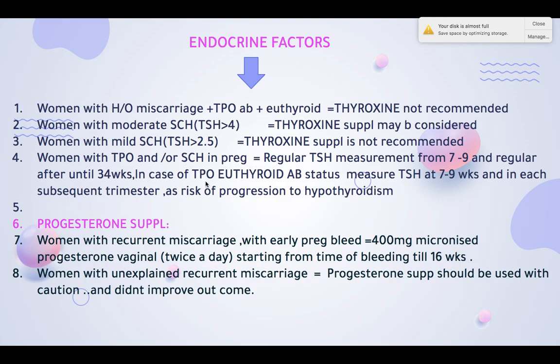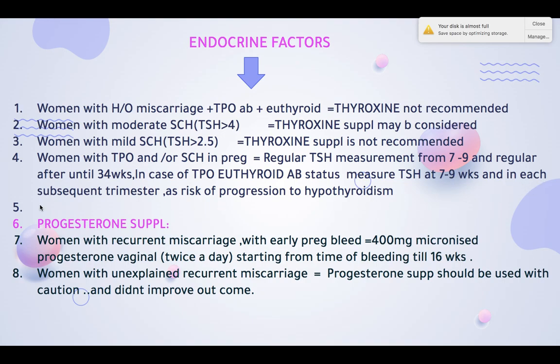In case of thyroid peroxidase antibody status, euthyroid, now here is a difference. This monitoring schedule is for the patient who has subclinical hypothyroidism in pregnancy. They start from 7 to 9 weeks and do regular monitoring until 34 weeks. But in case of TPO antibody status positive, but the patient is euthyroid, not subclinical hypothyroidism, you will measure TSH from 7 to 9 weeks. The starting time period is the same, 7 to 9 weeks.